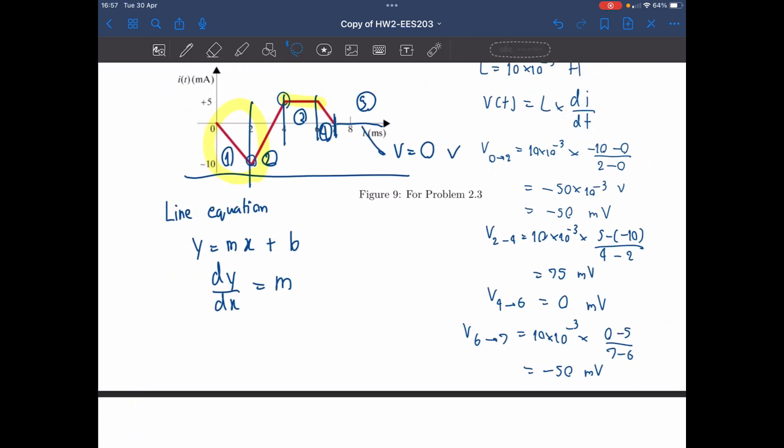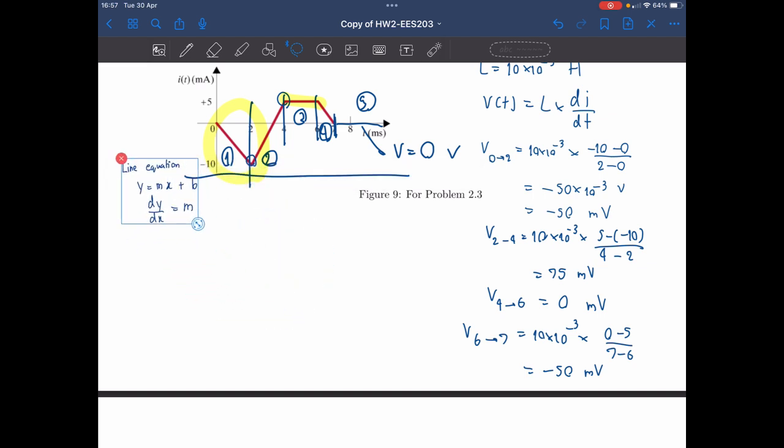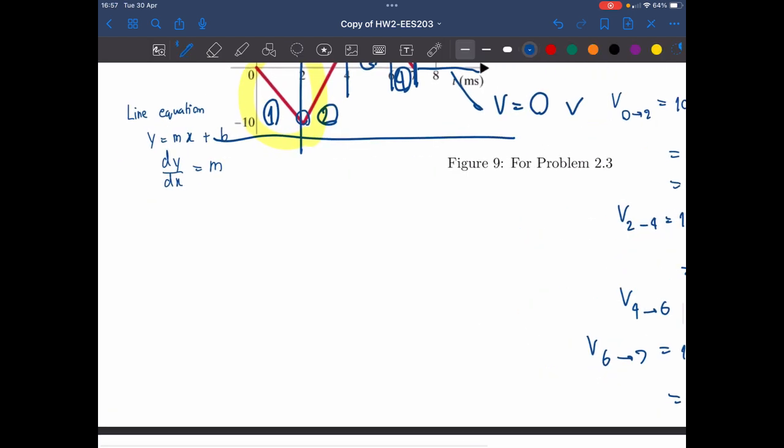Now that we got every part, let's create a new graph that represents this answer. Remember that this unit is millivolt, so please specify that too, unless you want to get deducted in the score.